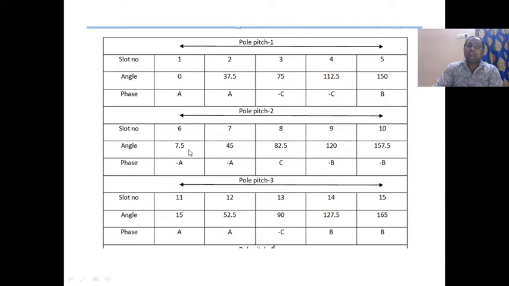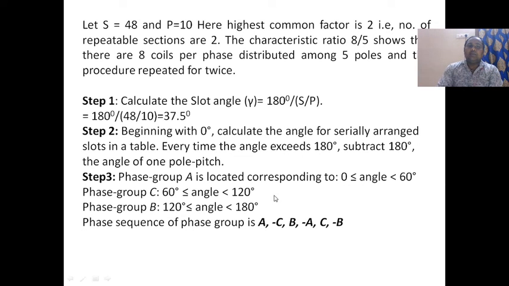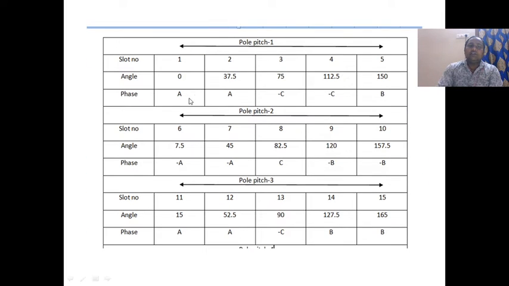7.5 plus 37.5 is 45. 45 plus 37.5 is 82.5. 82.5 plus 37.5 is 120. 120 plus 37.5 is 157.5. Okay, how can you put phase A? Already the given condition is that phase A must lie between 0 to 60 degrees. You must observe that. Phase A must be in 0 to 60 degrees. So this lies below 60 degrees, so this belongs to phase A.